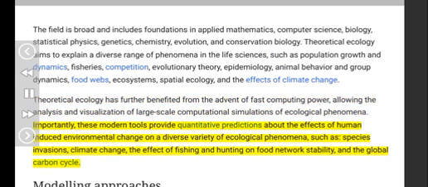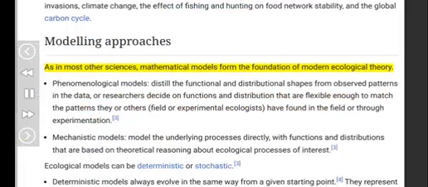Importantly, these modern tools provide quantitative predictions about the effects of human-induced environmental change on a diverse variety of ecological phenomena, such as species invasions, climate change, the effect of fishing and hunting on food network stability, and the global carbon cycle. Modeling approaches. As in most other sciences, mathematical models form the foundation of modern ecological theory.